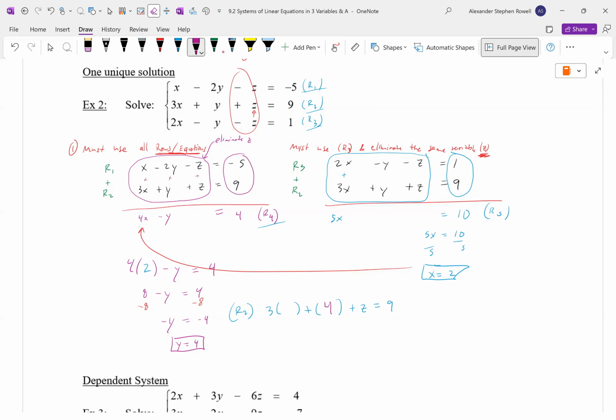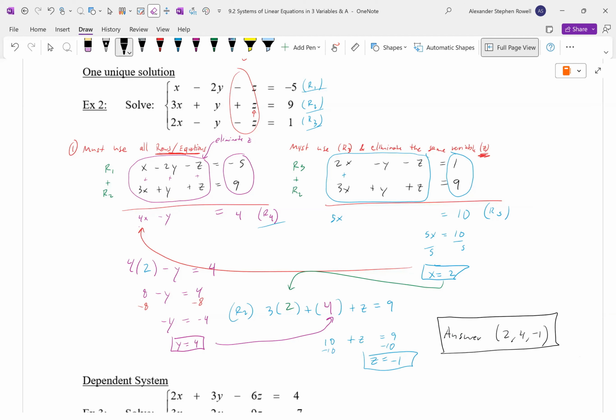Y is 4. X is 2. 6 plus 4, I guess we'll just say 10 plus z is equal to 9. Subtract 10 from both sides. Z is equal to -1. So my answer is what? 2, 4, -1.